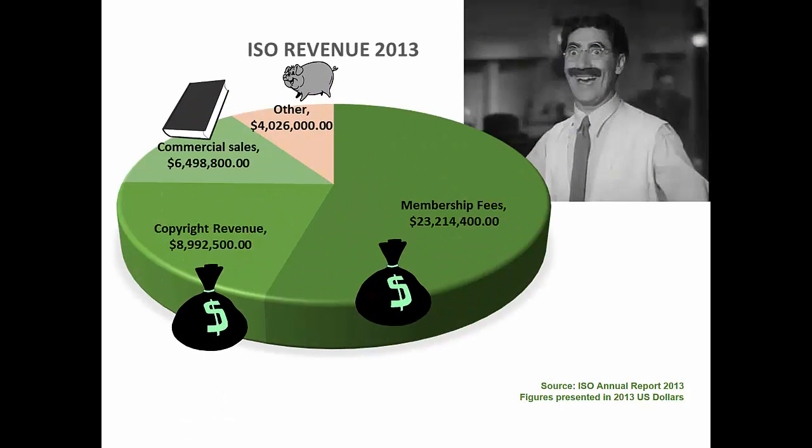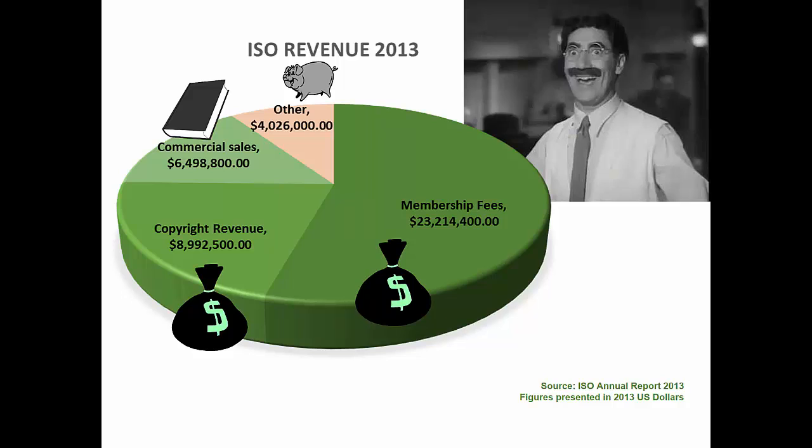So we'll just take a look at ISO's revenue. Using the 2013 figures, which you can go online and see, it's from their annual report, $23 million was collected in membership fees, and that is the cost that member nations pay in order to send their volunteers to these meetings to draft ISO standards. Almost $9 million was then made in copyright revenue, which means that if one of the member nations, such as in the United States, we have ANSI, for example, if ANSI decides it wants to publish a copy of ISO 9001, it has to pay licensing and copyright fees to ISO for the privilege. And ISO made $9 million that year alone.